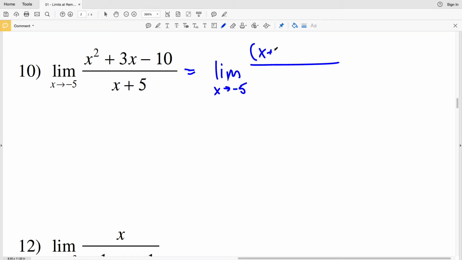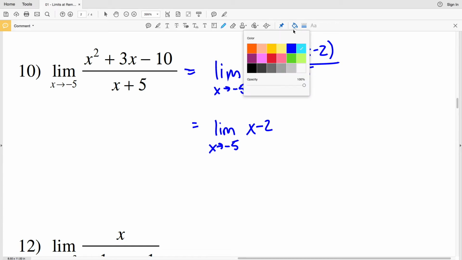So x plus 5 times x minus 2. And then we have x plus 5 still in our denominator. x plus 5 cancels out with x plus 5, so these limits are equivalent. The limit of x squared plus 3x minus 10 over x plus 5 is equal to the limit of x minus 2 as x approaches negative 5 for all values excluding when x is equal to negative 5.